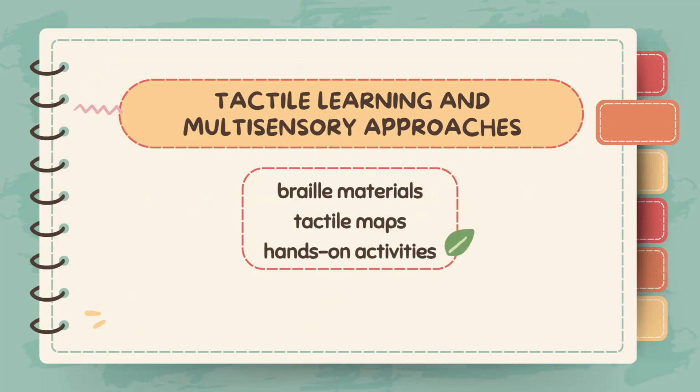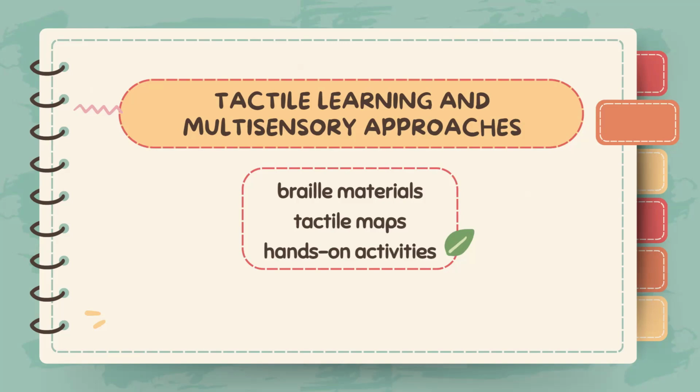For tactile learning and multisensory approaches, multisensory instruction benefits all students, especially those with visual impairments. Some effective strategies are using Braille materials for reading and writing, as introducing Braille early helps students develop strong literacy skills. Next, you may use tactile maps for geography lessons, as raised maps allow students to explore geographical features by touch. Another strategy is hands-on activities to reinforce concepts. For example, using real objects to teach counting and math instead of relying solely on written numbers.